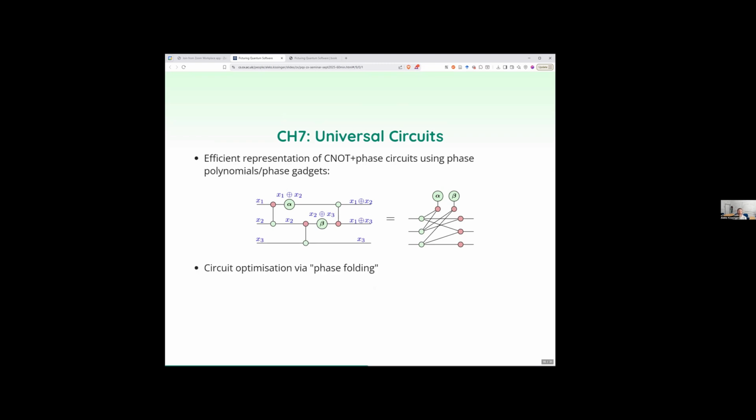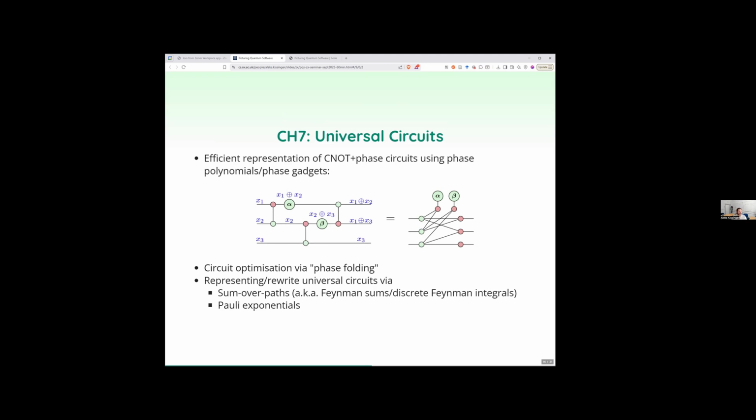We talk about circuit optimization via phase folding. So here you can get situations where I have phase gates, which can be quite far from each other, but they can still cancel out because they act on the same parities. And you can see this is fusing these phase gadgets into each other. This is, I would say, one of the first and most useful ways to do circuit optimization for non-Clifford circuits, is to look at this phase folding move.